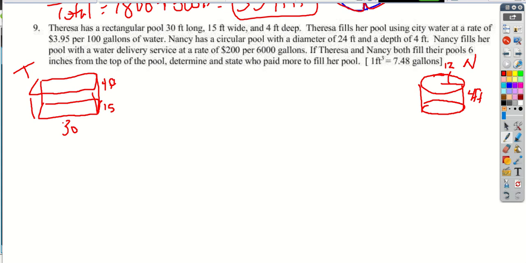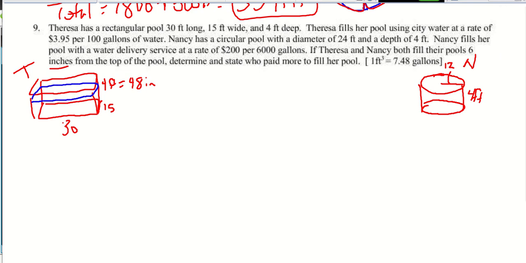Interesting. So we're talking about inches now. Remember, 4 feet is essentially 48 inches. So I'm not going all the way up, right? My water level is about here. And so this is going to be 48 minus 6, which is really 42 inches in depth. All right. And the same thing here. So 48 minus 6 is 42 inches from the top. All right.